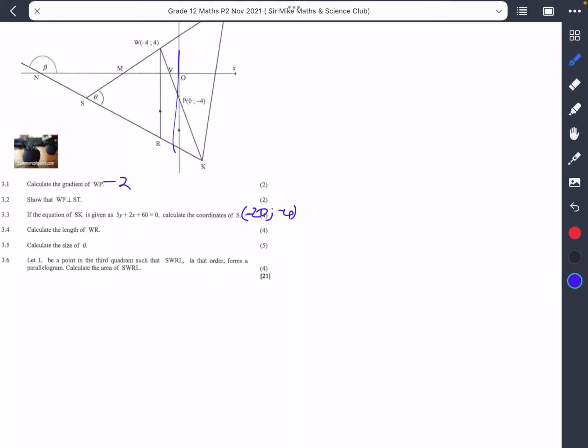Meaning that the x coordinate of that line at W, or any point above or below that point W, would also have an x coordinate of negative 4. Why? Because that's a straight line. So we know that on that line we have the same x coordinate.